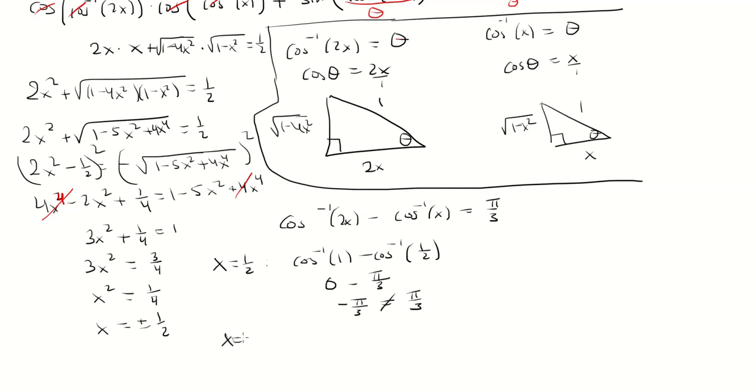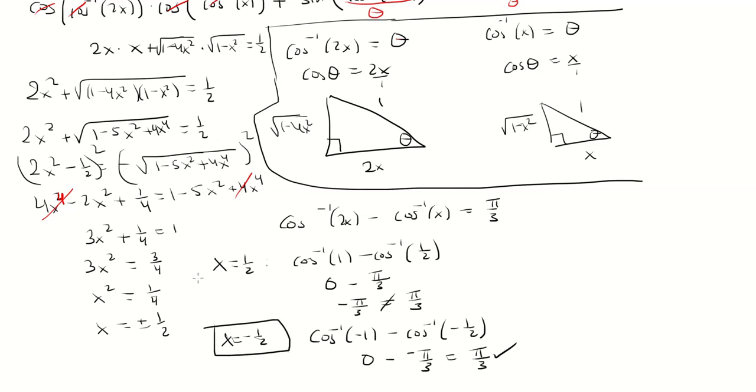Now we try x equals negative 1/2. So you have inverse cosine of negative 1 minus inverse cosine of negative 1/2. That's going to be pi minus, and then inverse cosine of negative 1/2 is 2 pi over 3. This is equal to pi over 3, so this is good. So we will keep x equals negative 1/2 and discard x equals 1/2. And so negative 1/2 is our final answer.